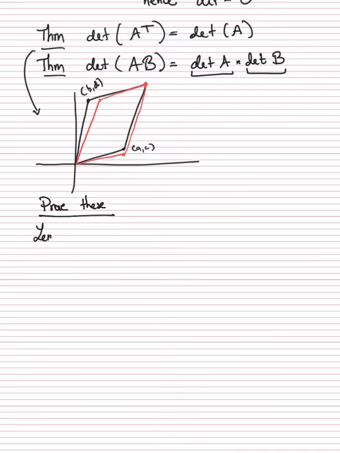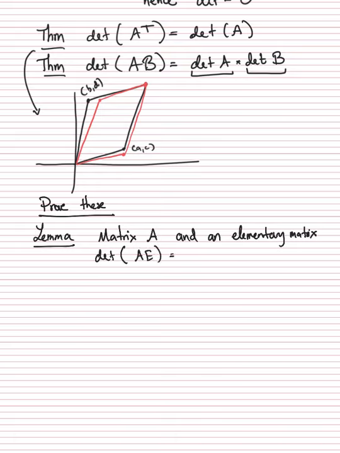So let me start with this lemma, which says that if you take a matrix A, again, I'm always assuming it's a square matrix, and an elementary matrix E, then the determinant of AE is the determinant of A times the determinant of E. So this is just an easier case of this theorem here.